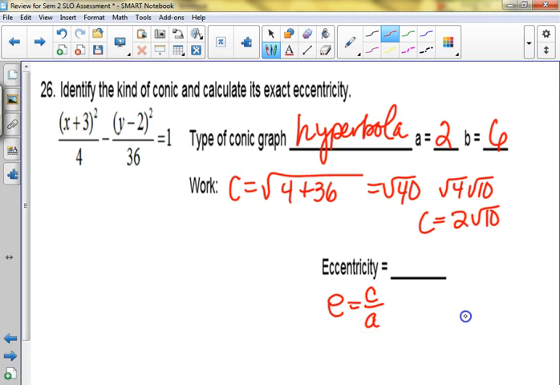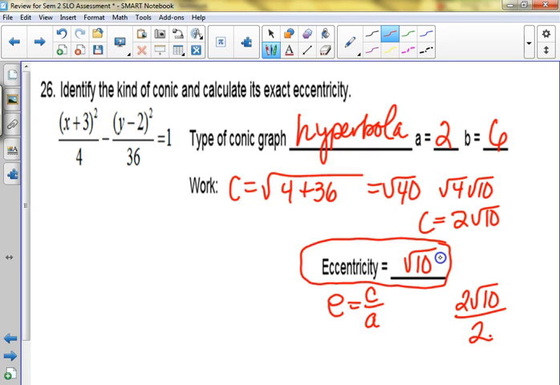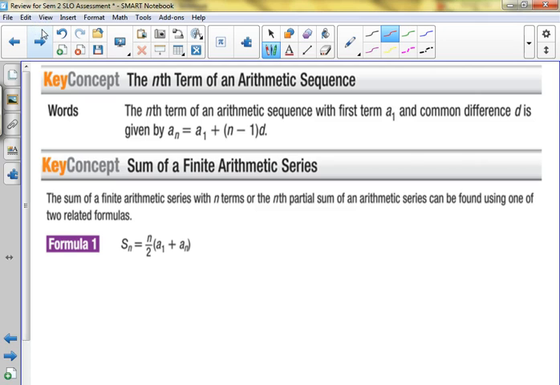Okay, C over A. 2 square roots of 10 divided by 2, right? So we just get square root of 10, which is, I think, 3.1. Yep. So does that make sense? It does say exact up here, guys, so leave it a radical, okay? Do we need to do another one? I can go back and do eccentricity on another problem. We have other problems here. Huh? No? Okay. Then we get to the sequence section of this.